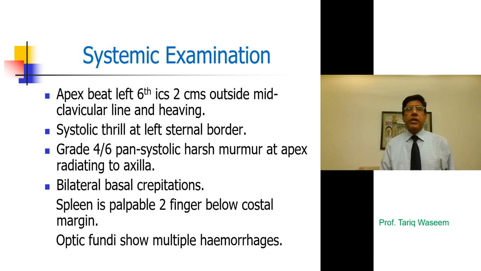On systemic examination, his apex beat is located in the 6th left intercostal space. It's outside the mid-clavicular line and is heaving. There is a systolic thrill at the left sternal border. He has a grade 6 pan-systolic murmur, which is harsh in quality, and it is radiating to the axilla. There are bilateral basal crepitations auscultated at the lung bases. His spleen is palpable about 2 fingers below the costal margin, and his optic fundi show multiple hemorrhages.